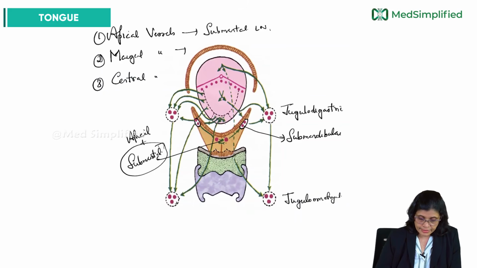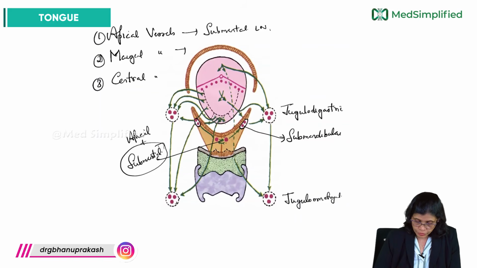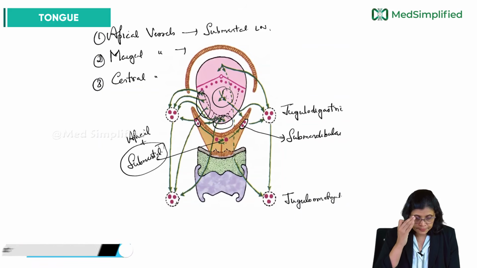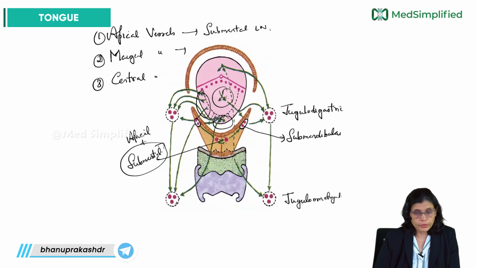Now the central vessels drain the central portion. So if you see, these are the central group. So we have the apical, then we had the marginal, this is the central. Now the central portion of the anterior 2/3 of the tongue will pass downwards in the midline of the tongue between the genioglossus muscle, and they drain into the deep cervical group of lymph nodes. That is, the central group will be draining into the deep cervical group of lymph nodes.